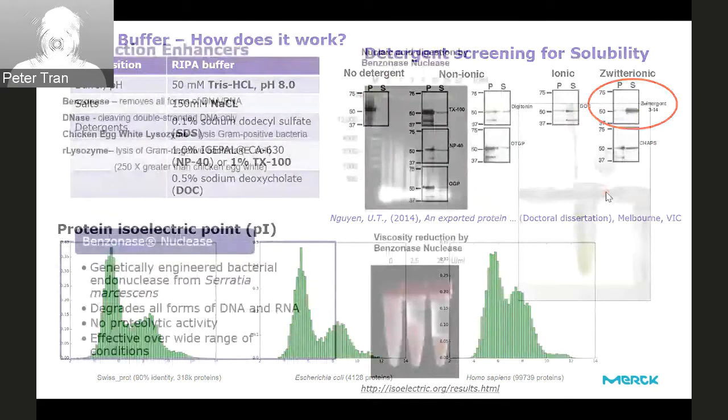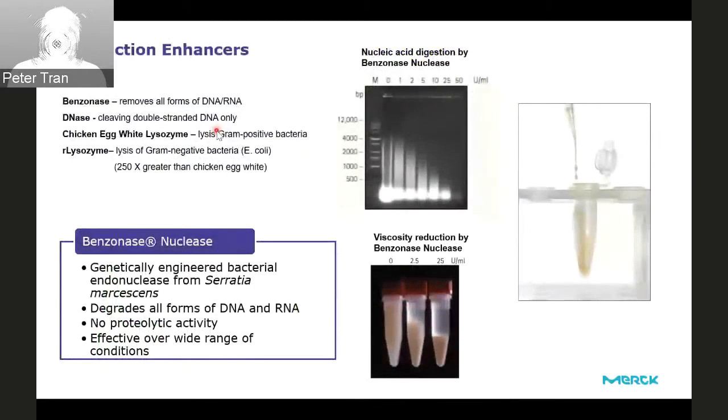Okay, next one, the enhancer. There are some common enhancers that you can use, normally for bacterial samples, because they can be used to degrade DNA and RNA, using benzonase or DNase I. DNase I is a very common one. However, it only cleaves double-stranded DNA. Bacteria normally have circular DNA, right? So in this case, benzonase nuclease.